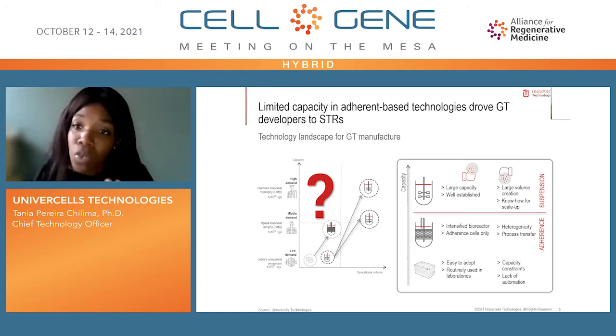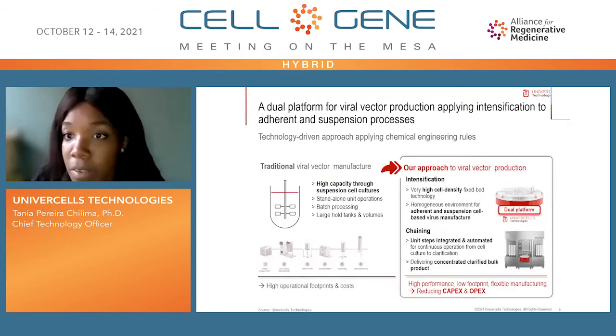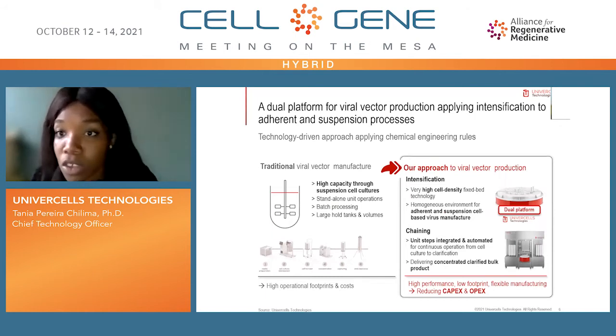So then when we look at this landscape, what we thought to do was to deliver a technology that can both reduce the operational volume while still having a high capacity. And how did we achieve this? We achieved this by applying the principles of intensification and chaining.